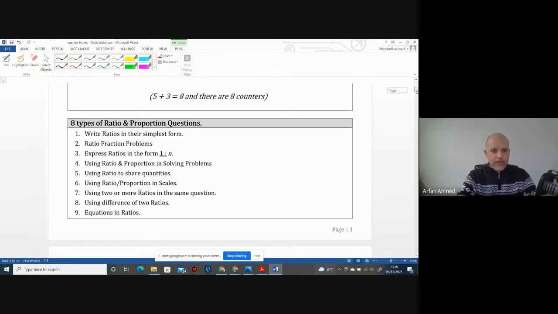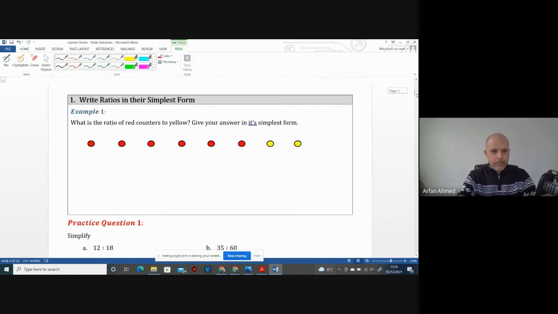So hopefully we're going to do these 8 types of ratio and proportion questions. Probably the first 6 are to do with foundation, and these last 3, I would say they're the more higher ones. So let's have a look at the first 6. Example 1, write ratios in their simplest form. What is the ratio of red counters to yellow? We have to do it in the order that they say, so you have to go from red to yellow.